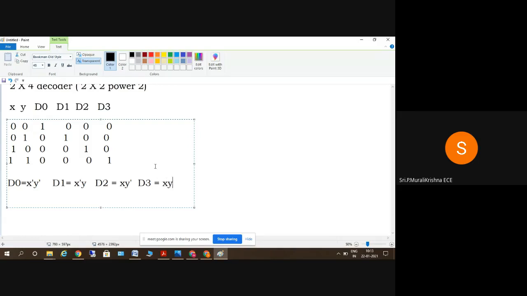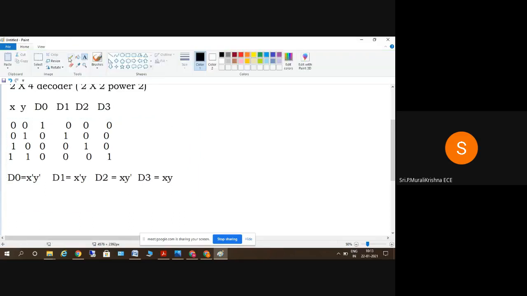Okay, so this is the equation, so we have to draw the diagram now. So we'll follow this method here: the diagram of the 2 to 4 decoder. Generally we'll draw the block diagram first, so we'll see how the block diagram will be. It will be like this. This is x, this is y. So you draw this diagram like this.